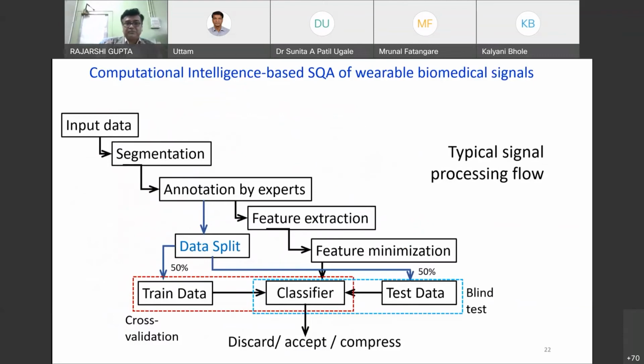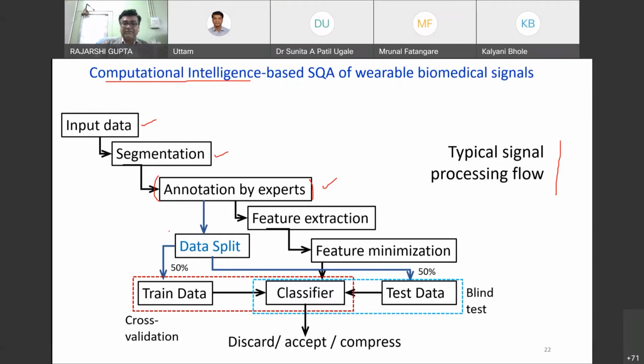Now we come to what are the computational intelligence based approaches. So I have given a typical signal flow diagram. For an input data, we need to segment. Whether this segmentation will be beat based or non-beat based depends upon your approach. But the first thing you have to do, whether it is a beat segmentation approach or non-beat segmentation approach, is that you must annotate the data by experts.